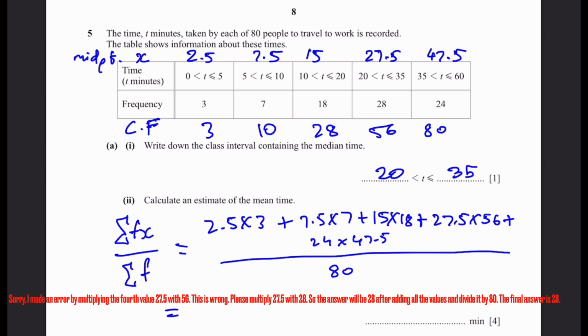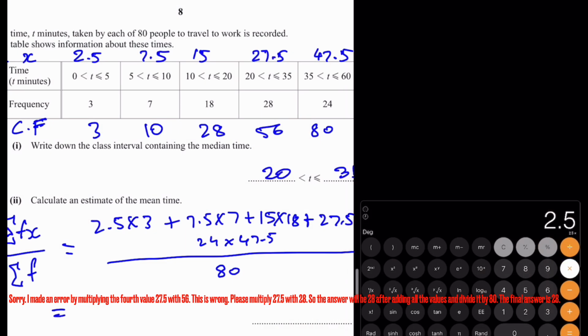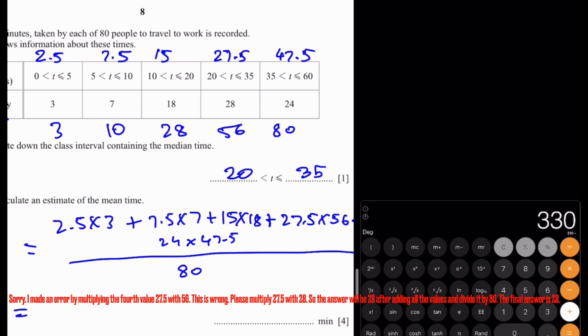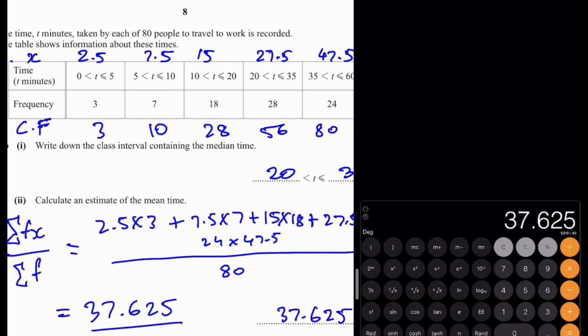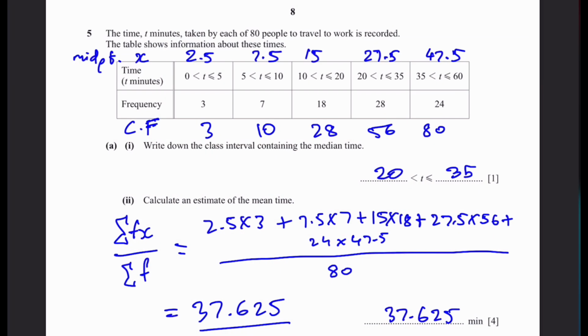Now let's do this on a calculator. 2.5 times 3 plus 7.5 times 7 plus 15 times 18 plus 27.5 times 56 plus 24 times 47.5. That's 3010. Dividing by 80, we get 37.625. And of course, this is in minutes. That'll be our answer. Now let's go to part B.